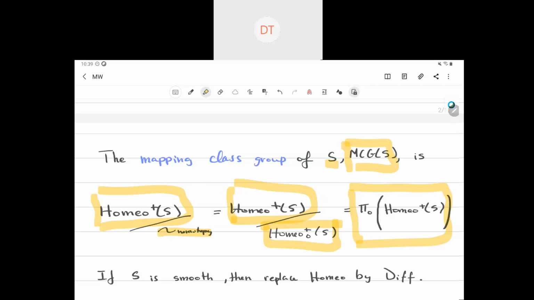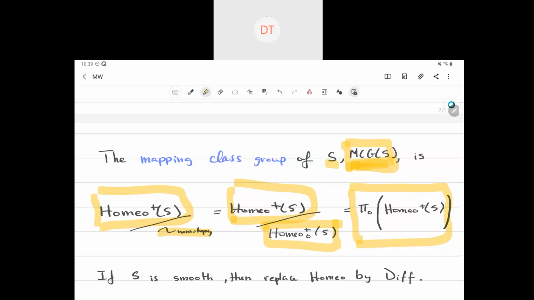I believe that throughout the talk, we're going to just stick to MCG. But the point is that we know what it is. It's a bunch of maps. They are orientation preserving homeomorphisms, and we are modding out by homotopy, and that's where we get our mapping class group, right?